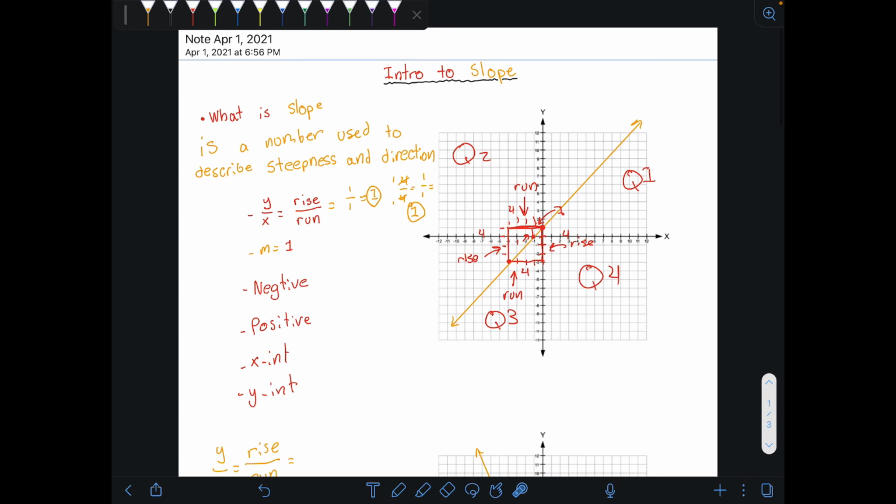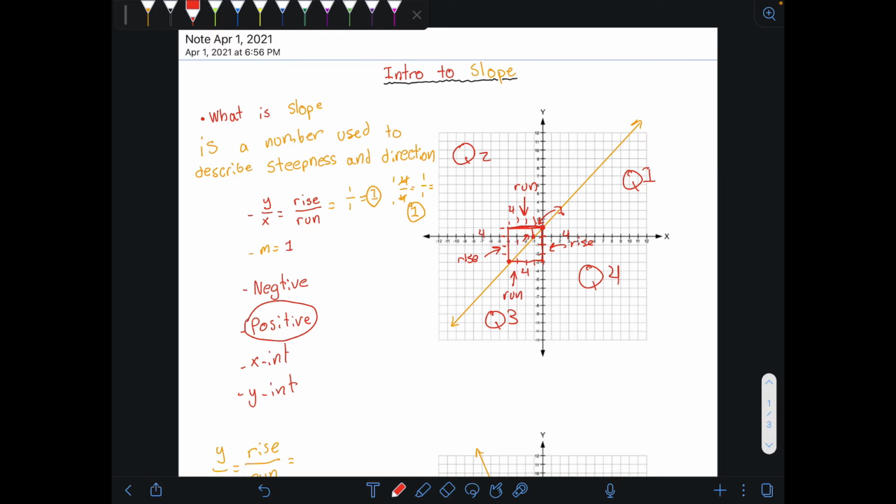And how will this impact your slope? Well, simply it will just be negative or positive in front. This one is positive because this is a positive line. So this is positive. So I'm just going to circle this.